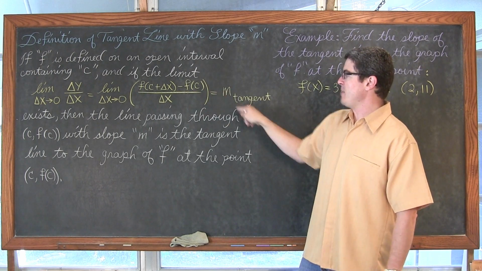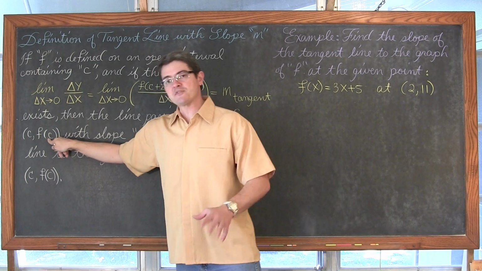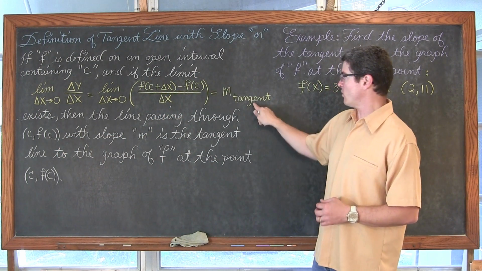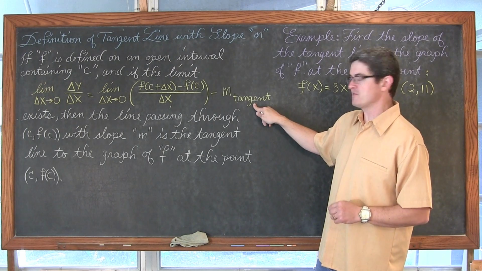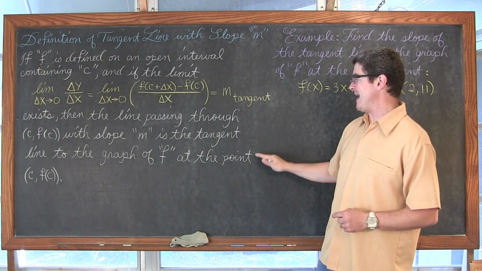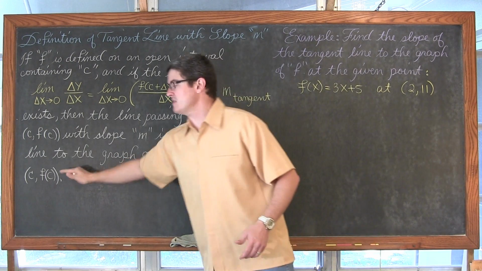Well, then the line passing through c, f of c, which we're going to call the point of tangency, with slope m, or I might put a little subscript of tan, is the tangent line to the graph of f at the point of, again, that tangency.